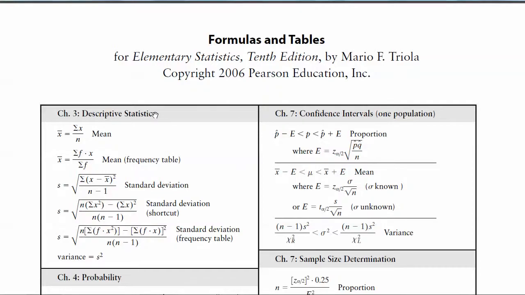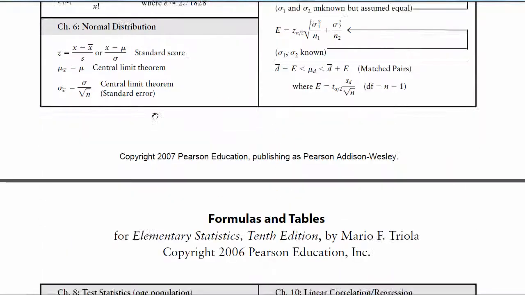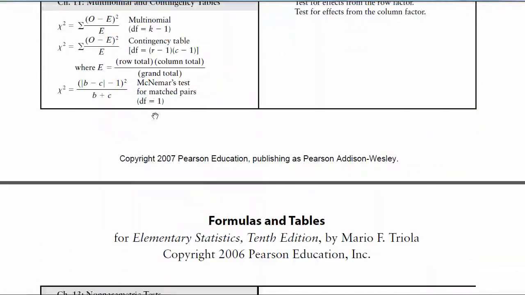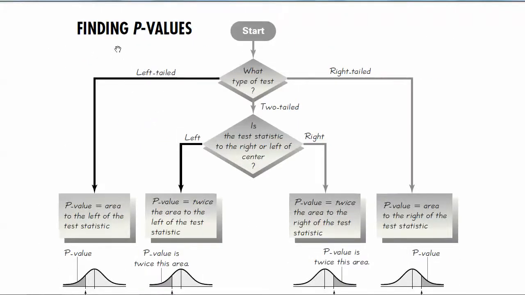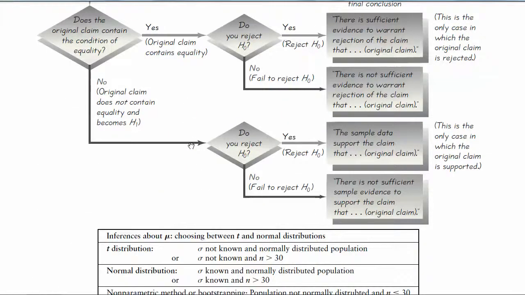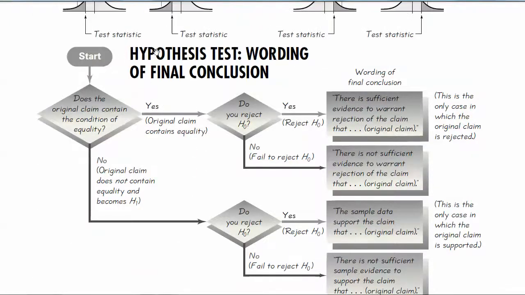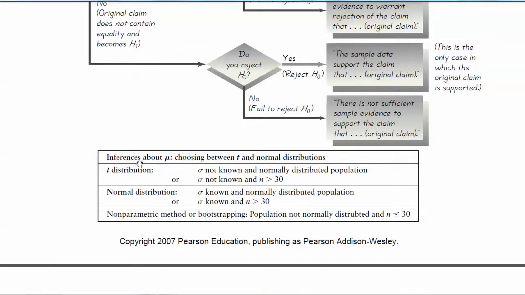In the approved notes that you can have on the formulas and tables sheet, I like to scroll down or flip over to when they're discussing how to find p-values. That's going to come up for the next chapter, and how to word the final conclusion of a hypothesis test. Down below it says inferences about the mean, population mean mu, and choosing between t and normal distributions.